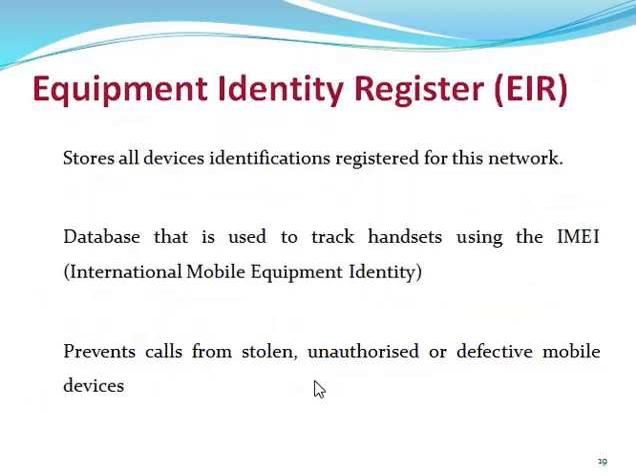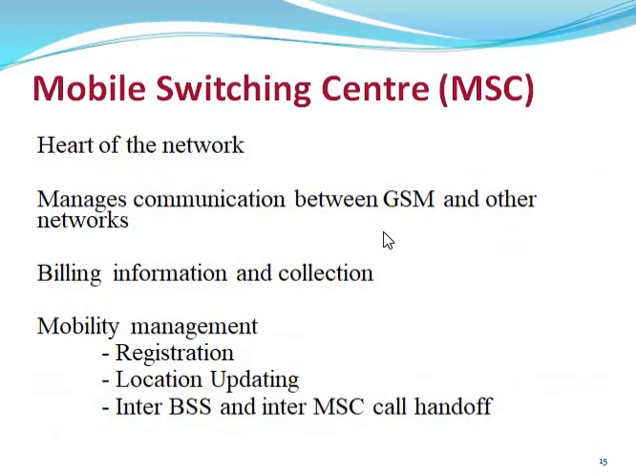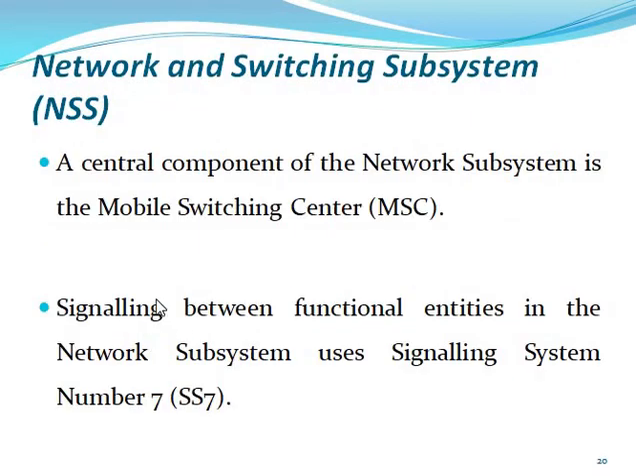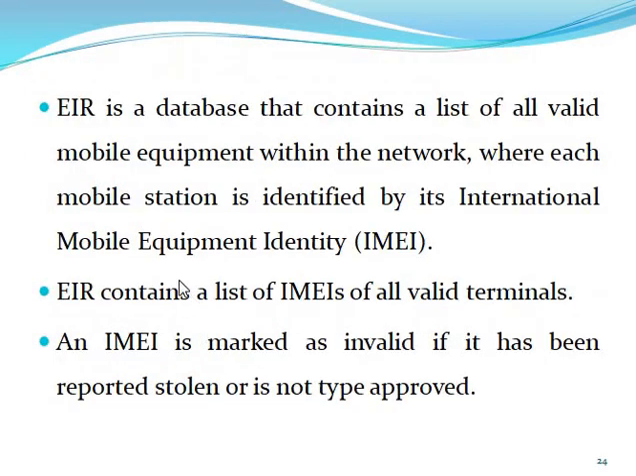We can show the number of base stations which are connected to the BTS and BSC, and the BSC is connected to the MSC. So the operation station is used to connect different components of the NSS to the BSC and to control the traffic load to the BSS. It also manages the base station controller, supports the system and identifies the register for the equipment. So this is the supporting system.